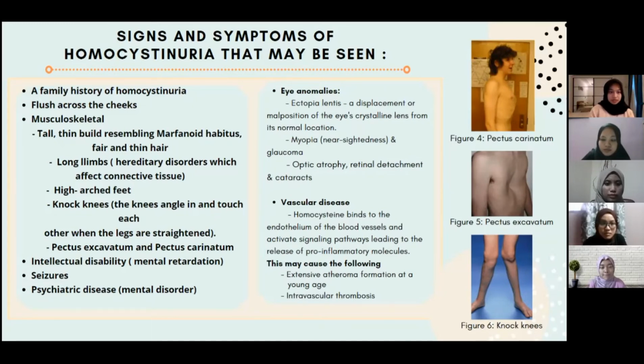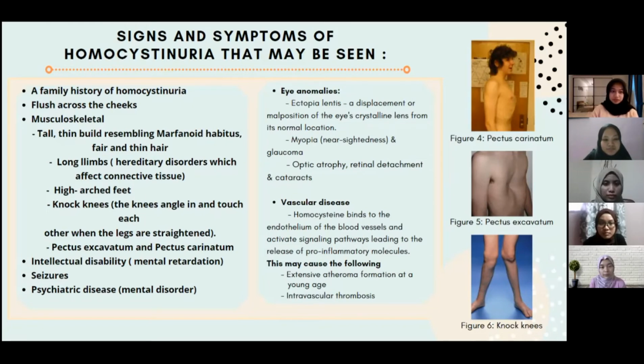My next point is eye anomalies, which include ectopia lentis, which is a displacement or malposition of the eye crystalline lens from its normal location. Glaucoma is a group of eye diseases which result in damage to the optic nerve and cause vision loss. Next are myopia, optic atrophy, retinal detachment, and also cataracts.